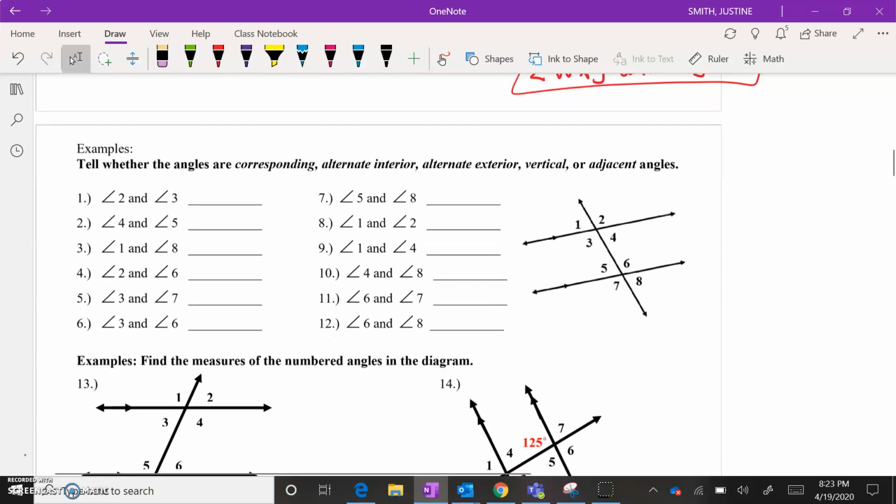All right, so we're going to look at an example here, and we're going to go through and look at if they're corresponding, alternate interior, alternate exterior, vertical, which remember vertical means they're opposite, or adjacent angles. So angle 2 and angle 3, these angles would be opposite of each other, so they're vertical.